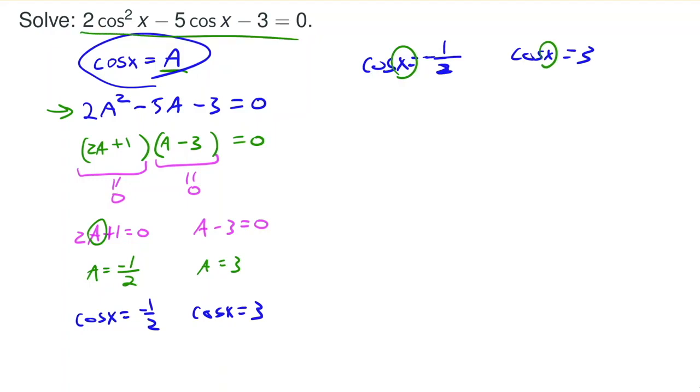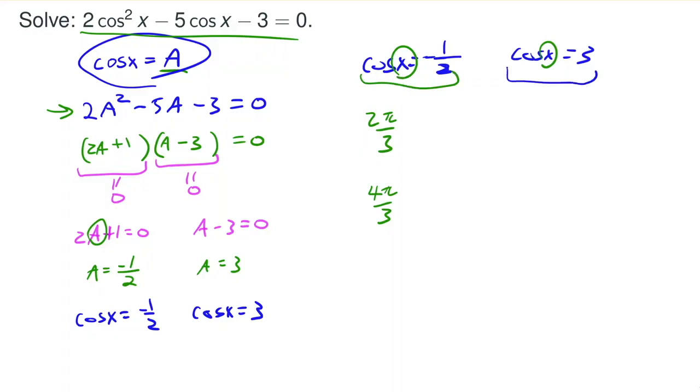So then we'll refer back to the unit circle. What angle on the unit circle has a cosine that gives us negative half? Cosine is the x value, so here it gives us 2 pi over 3. Cosine of 2 pi over 3 gives us negative half, but also cosine of 4 pi over 3. Okay, so those are the two angles from the unit circle for this equation.